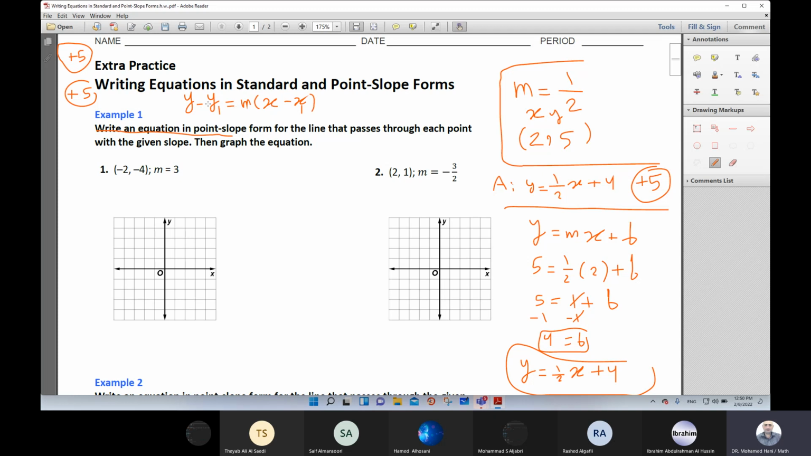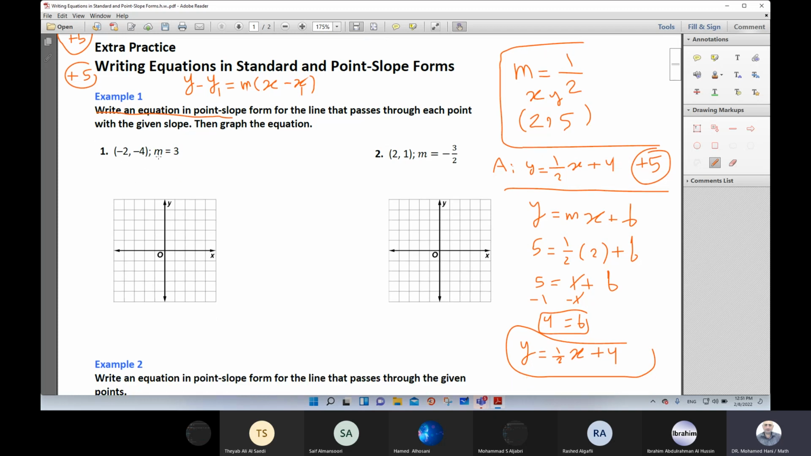The name of this form, point-slope form. And the name of this form, y-intercept form. This is the difference between two forms. We can use this form and we can use this form. We will get the same answer. How to use this form to write the equation if we have a point and slope.